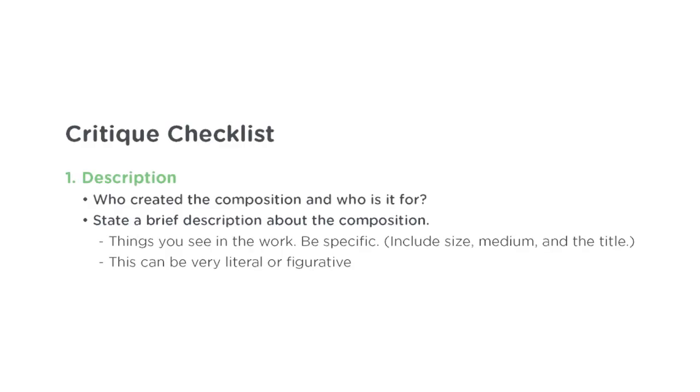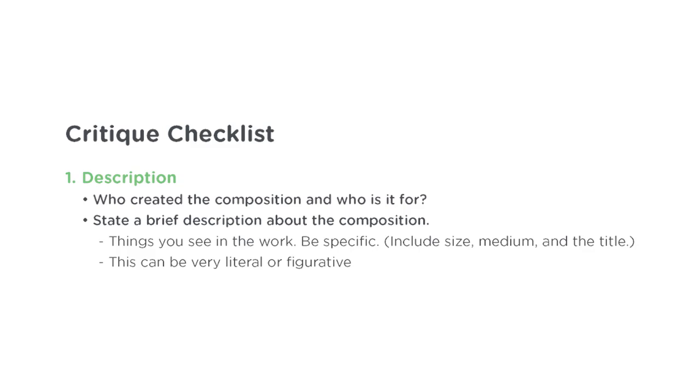So for the description, you simply want to state who created it, what it's for, and we can be specific. So in this case, it's a web application and it's scalable. It goes all the way down to mobile. And depending on the design you're looking at, this can be very literal or it can be very figurative. So that's the description section. Very short, brief, and basically just explaining what we're looking at and who created it.